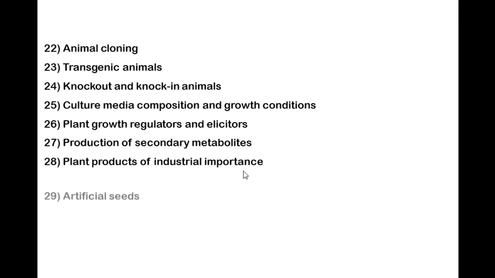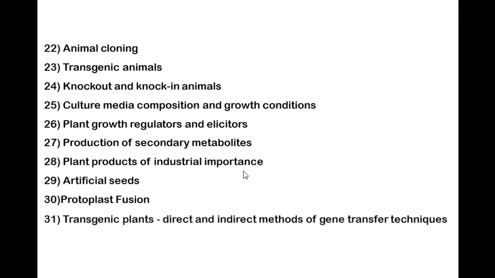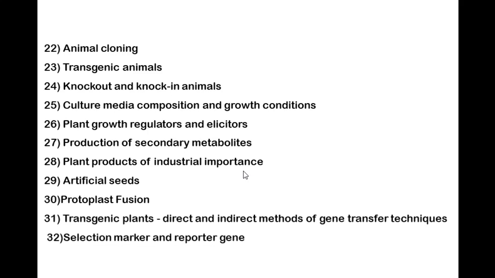And also you need to know about plant products of industrial importance and artificial seeds, protoplast isolation and protoplast fusion. Next, somatic hybrids, transgenic plants and gene transfer in plants. For this transgenic technology, you can refer to the Analysis of Genes and Genomes book, that's well sufficient. Next is selection marker and reporter gene. Next is chloroplast, that is plastid transformation technique.